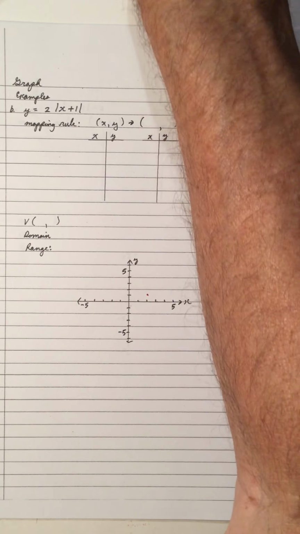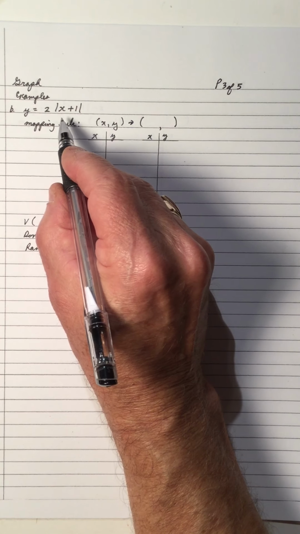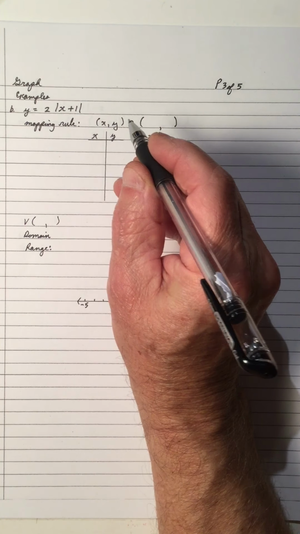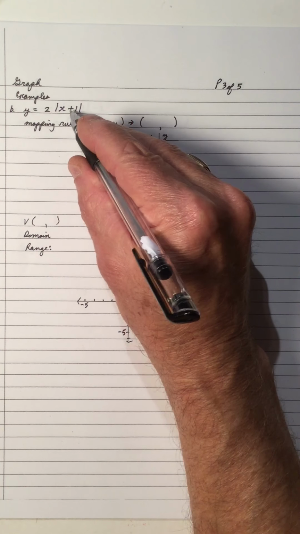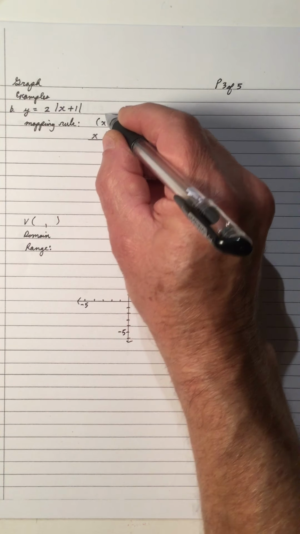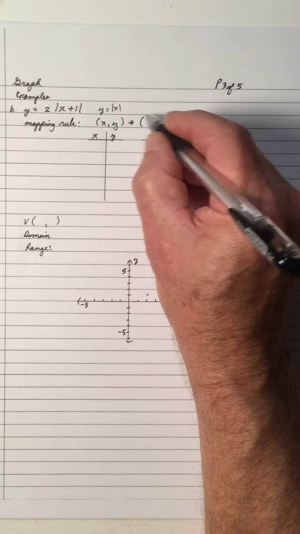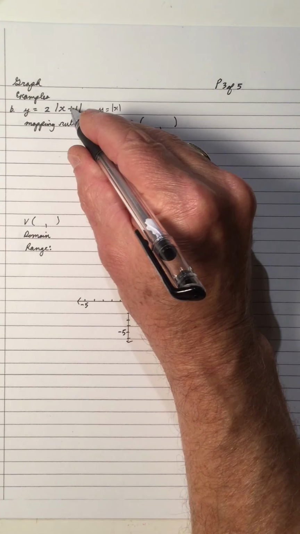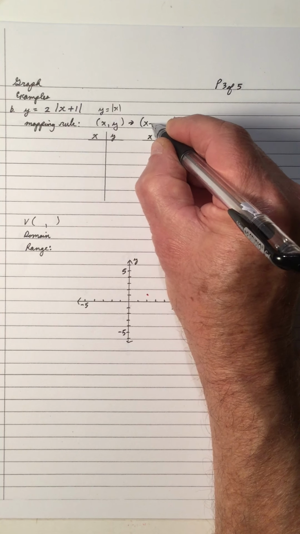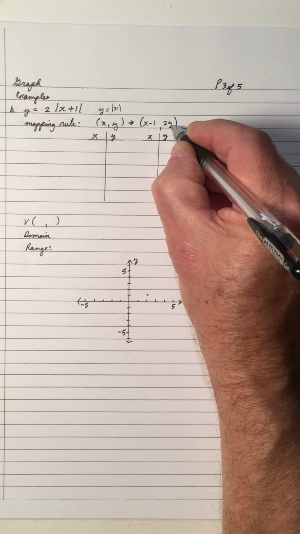Okay, let's try another one. Y equals 2 times the absolute value of x plus 1. And the mapping rule, this is the basic, again, the table of values. This is y equals the absolute value of x. So we have an x plus 1, so that's an x minus 1, and 2 times y, 2y.